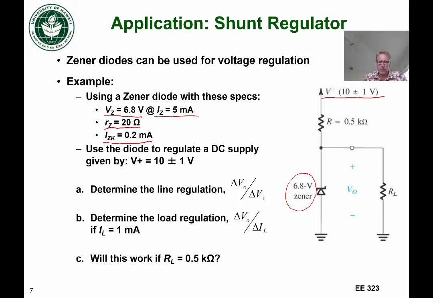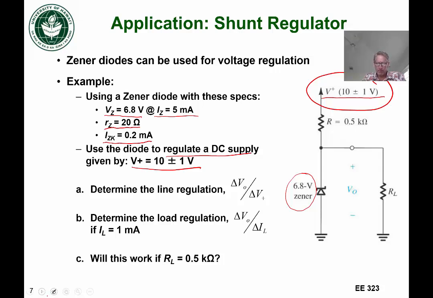So what I'd like to do is use this diode to regulate a DC supply that's given by V+. That is, it's 10 volts, but it has a plus or minus 1 volt variation. So it averages to 10 volts, but it's not highly regulated at 10 volts. It has a fairly large variation of a volt. So we'd like to use this to make a DC voltage with much less variation.